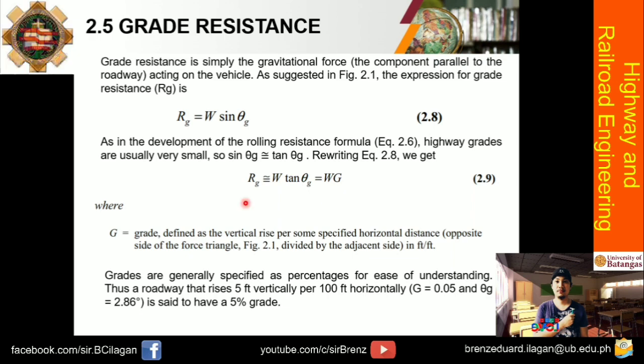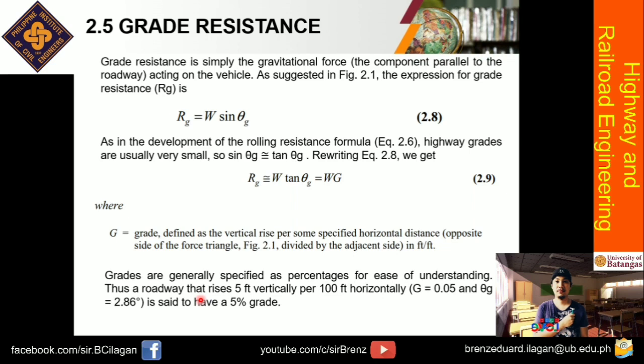Where our G, that is defined as the grade, defined as the vertical rise per some specified horizontal distance, the opposite side of the force triangle in figure 2.1, divided by the adjacent side, in feet per feet. The grades are generally specified as a percentage for ease of understanding.